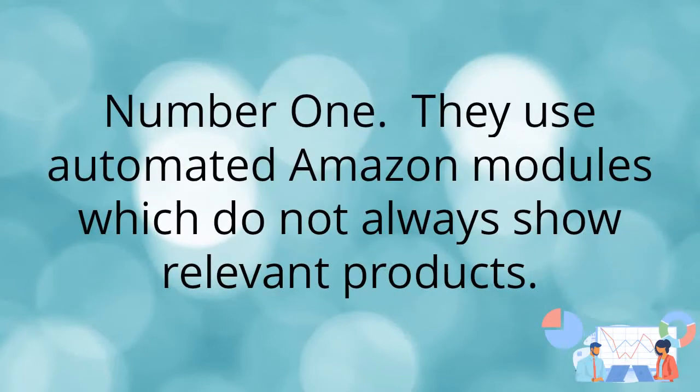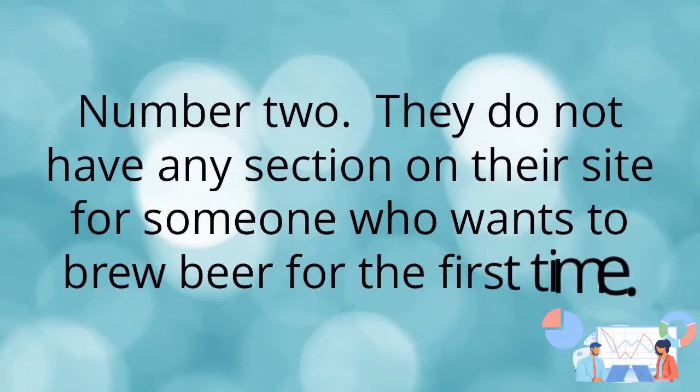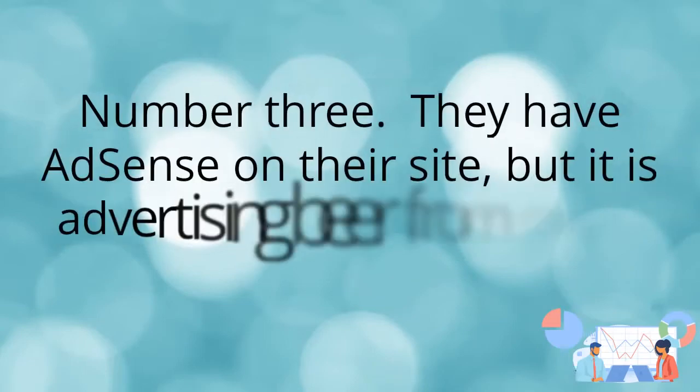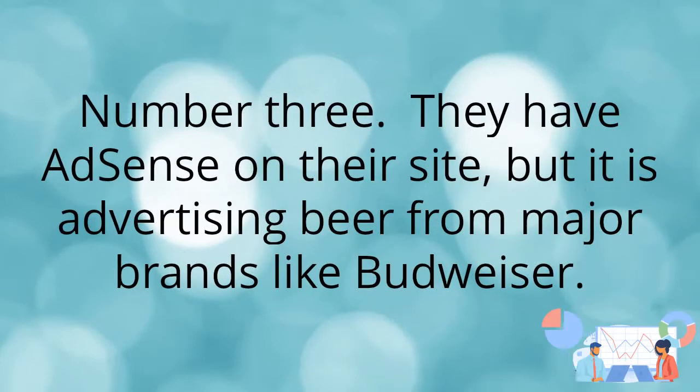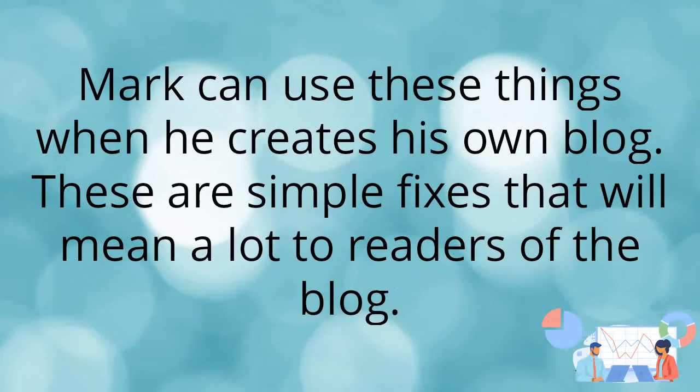Number 1. They use automated Amazon modules which do not always show relevant products. Number 2. They do not have any section on their site for someone who wants to brew beer for the first time. Number 3. They have AdSense on their site, but it is advertising beer from major brands like Budweiser. Mark can use these things when he creates his own blog. These are simple fixes that will mean a lot to readers of the blog.